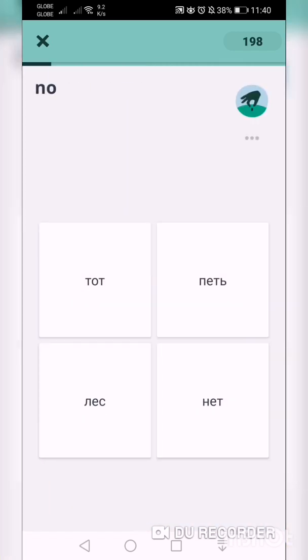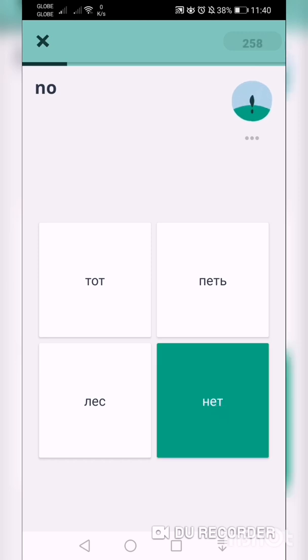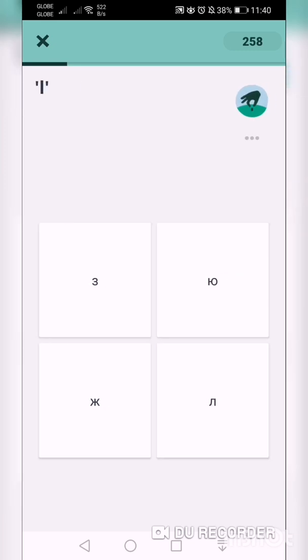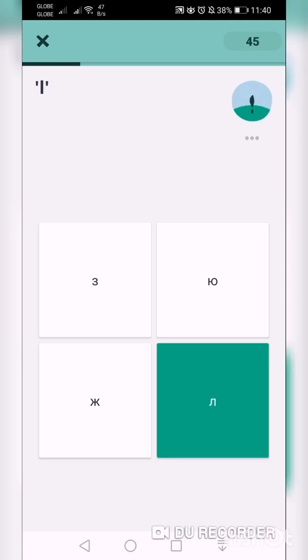No is niet, and that's letter H, letter small e, and a T. Нет. Okay, just a mental picture. Right, L is that tiny character there.